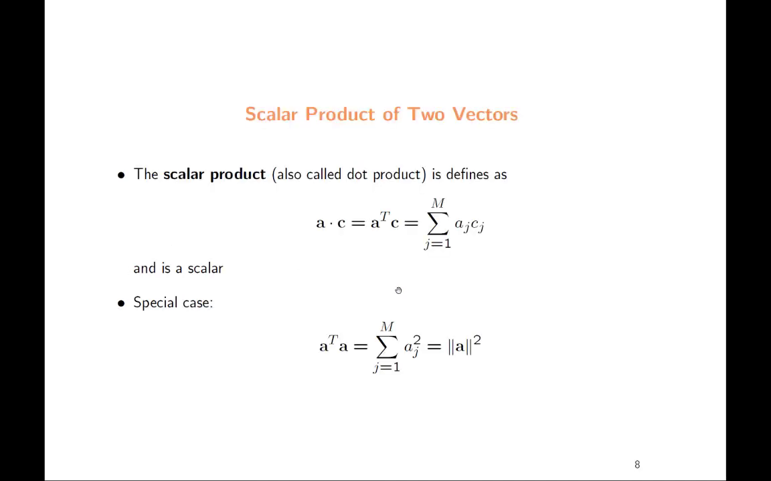We can define the scalar product, also called the dot product, sometimes written as A dot C or A transposed C, and it's the sum over the product of the components, and this is a simple number. So a special case is A transposed A, which is a sum over the components of A squared, the same as the Euclidean length of the vector squared.